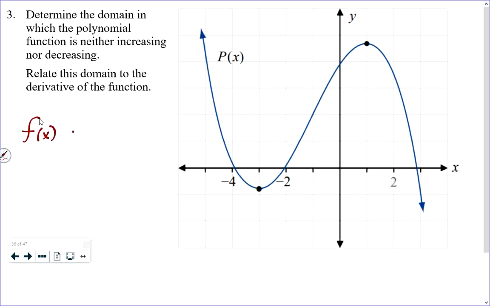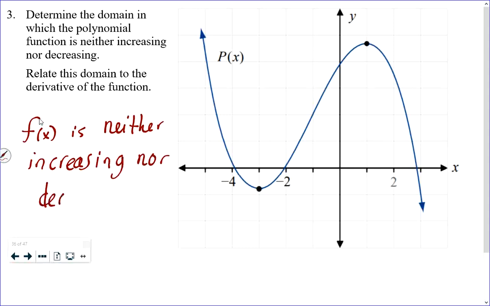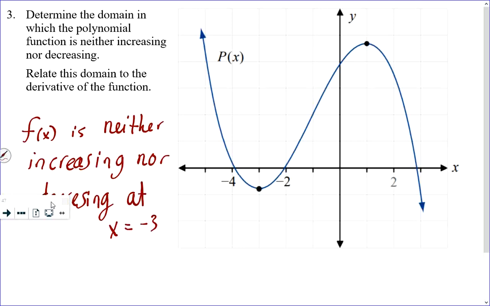Okay? So the answer to this question is, and I want to be very picky on how we write this: f of x is neither increasing nor decreasing at x equals negative 3 and x equals positive 1.